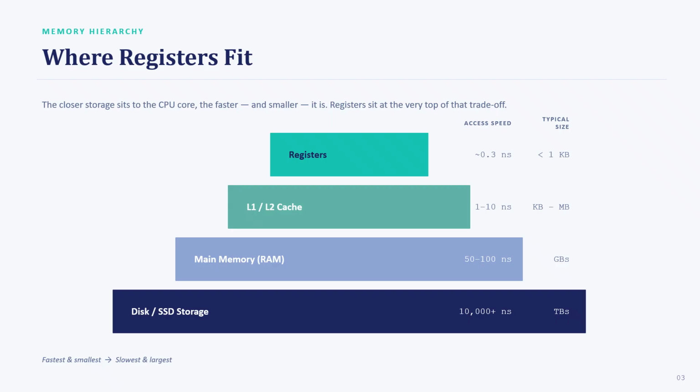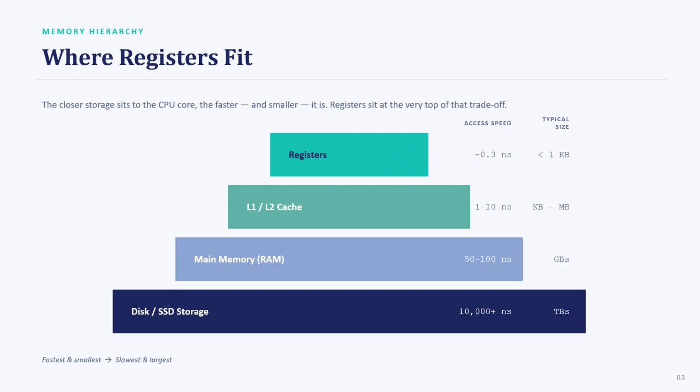Below registers, we have L1 and L2 cache. Cache is slower than registers, but it provides much more storage. Next, we have main memory or RAM. RAM provides storage in the GB range, but its access time is much higher compared with registers. Finally, we have disk or SSD storage. Storage devices provide very large capacity, typically in the TB range, but they are much slower than registers.